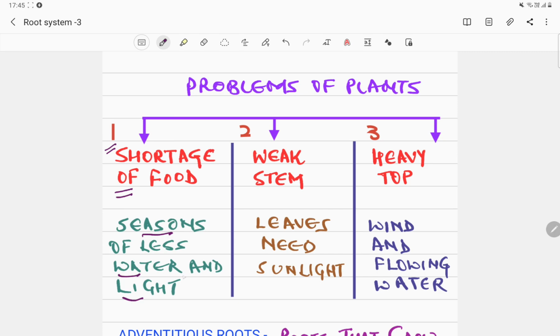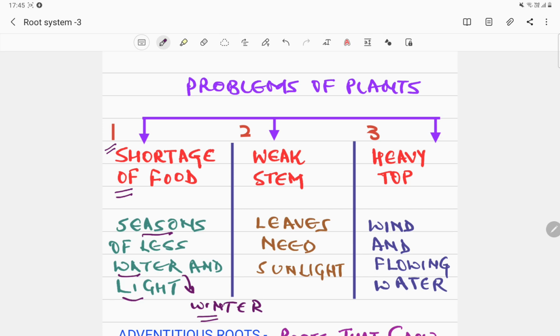For example, in winters there will be little water, and also during monsoons, seasons like the one today, there is also a lesser amount of light. So basically plants need these two things. Primarily water is essential, and that they do not get in winters, and some plants thus suffer from shortage of food. Now there are two more problems of plants.